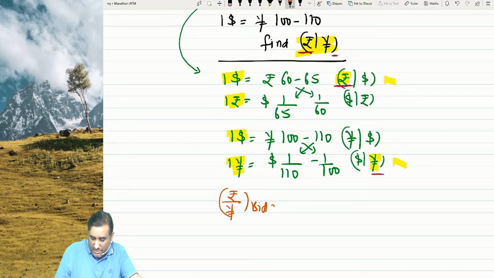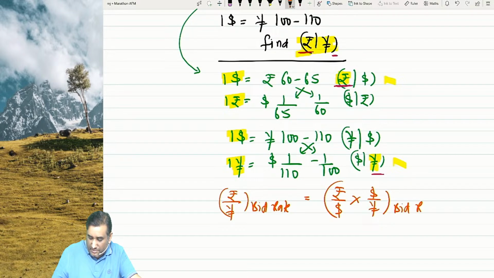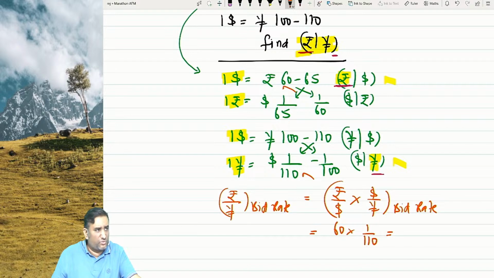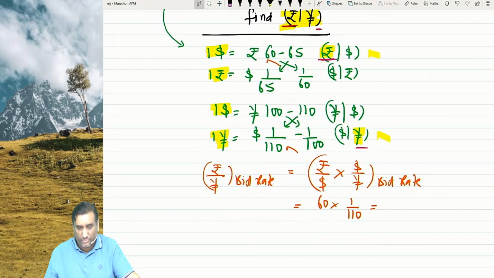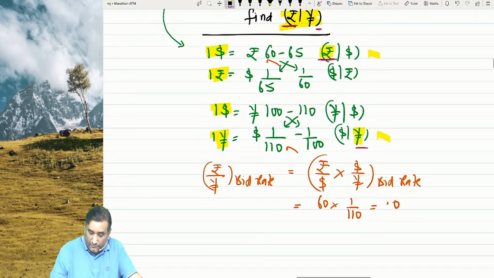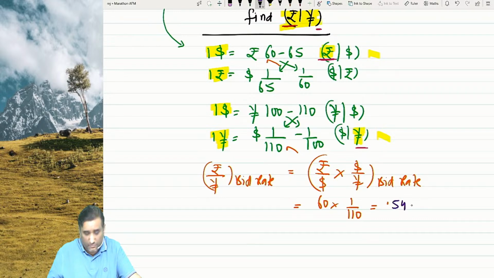Let's suppose bid rate, while multiplying, rupee by dollar, first quotation, is A by B into B by C. Bid rates are 60 into 1 divided by 110. Logic will come to know very soon when I take the question. You'll understand from there. So this becomes 0.5455.